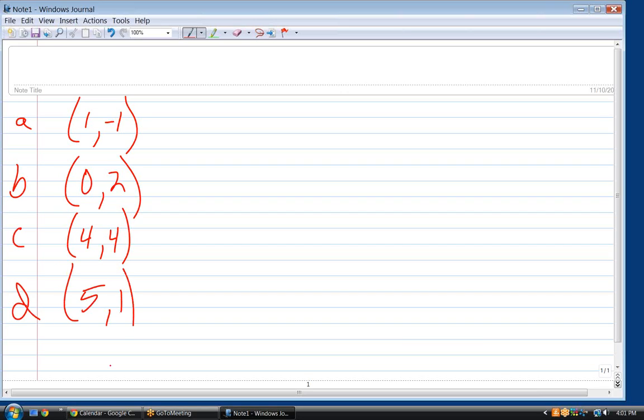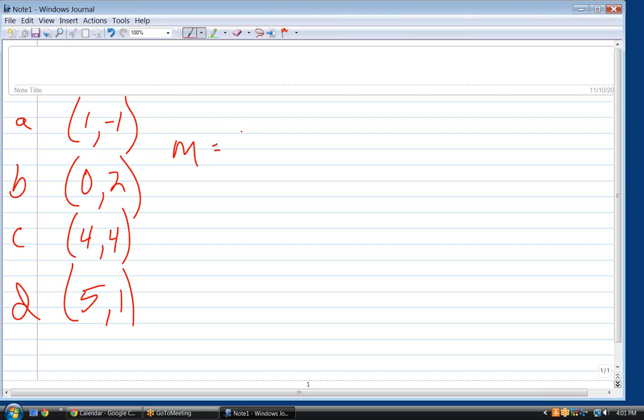Okay. And now I've got to find the slope. Between A and B or B and C? A and B. So the slope between A and B. How am I going to get it?